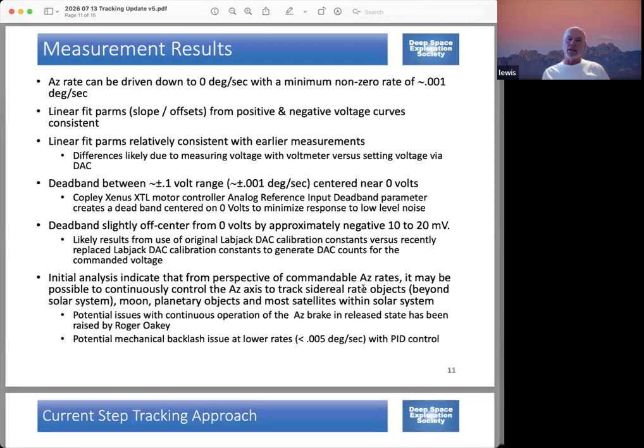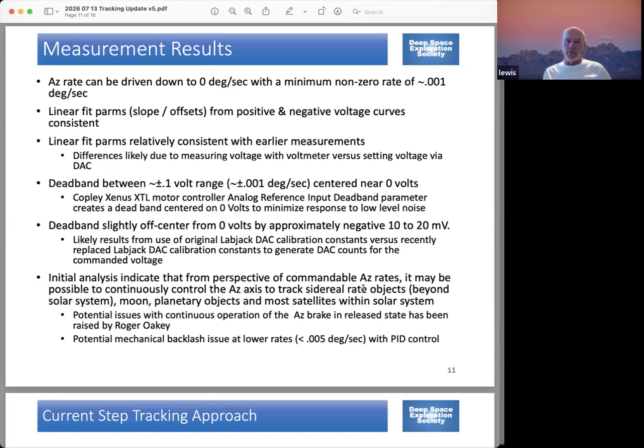We found that we can set the azimuth rate to 0 or to a voltage anywhere below roughly 0.01, and the azimuth will run at basically 0 rate. Just to explain this minimum non-zero rate, basically down to 0.01 it would run at 0.001, and then below that, it went to 0. And I'll talk about why I think that is a little later.